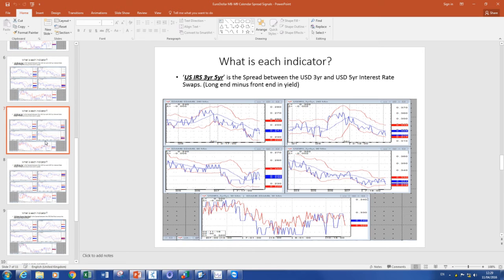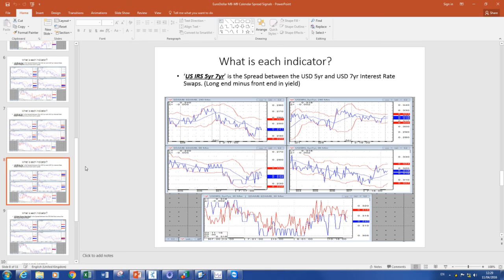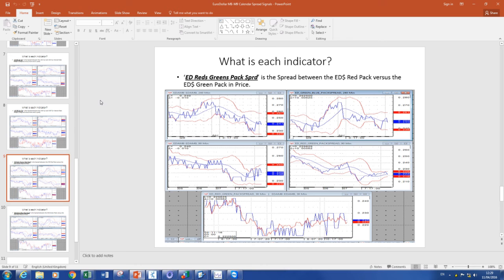Now, I've done that for each of the 3-year, 5-year, against the June 8, June 9, and I've done that for the 5-year, 7-year. I don't need to keep going over the same spiel every time, but needless to say, these are correlated spreads that we need to look at. So what I've also got, and this is going to be quite obvious, but the reds greens pack spread.